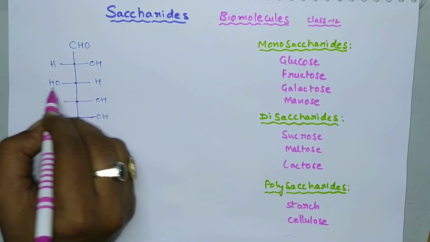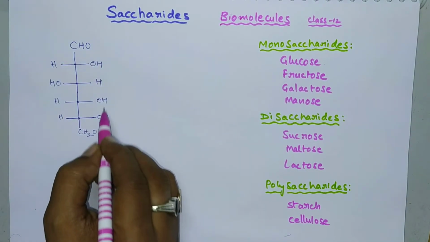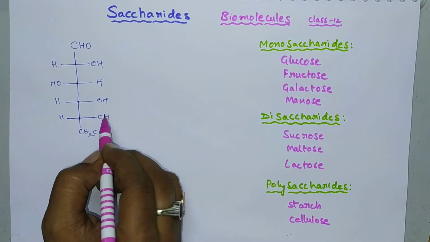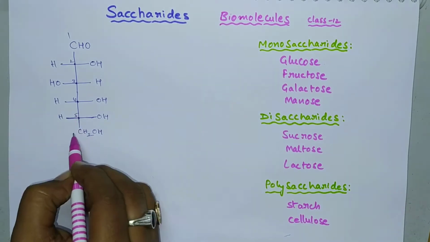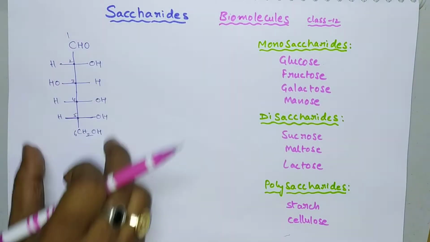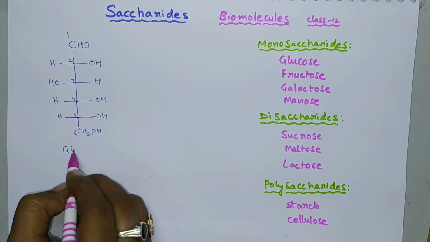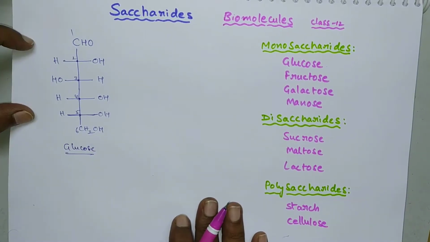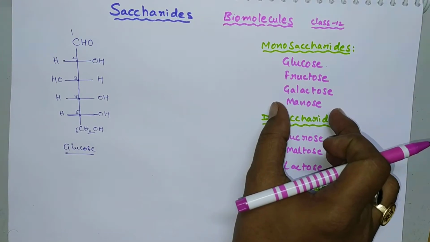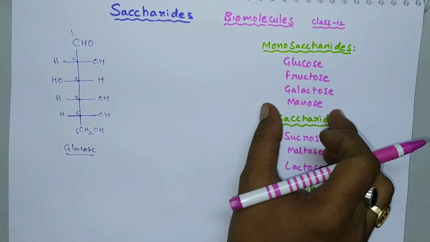Here OH should be on the left side only. Here these two OH groups should be at the right side only. Here 1, 2, 3, 4, 5, 6 carbons are there. This is the structure of glucose. If you know the structure of glucose, you can easily write the structures of the remaining 4 monosaccharides. These are the monosaccharides.